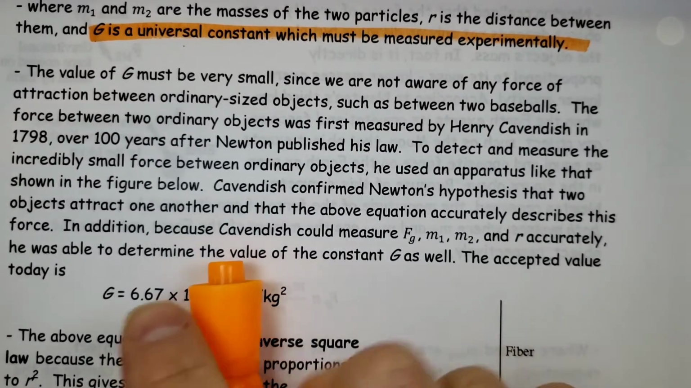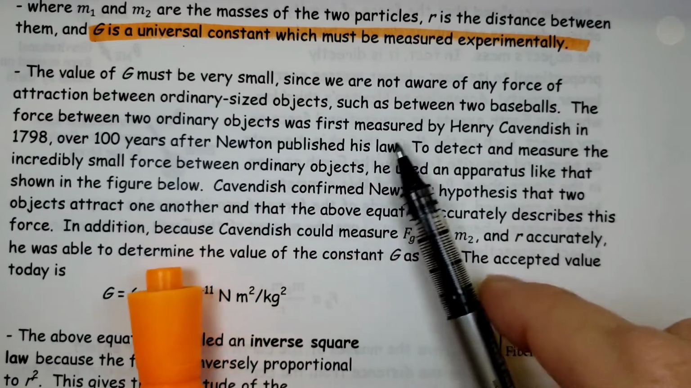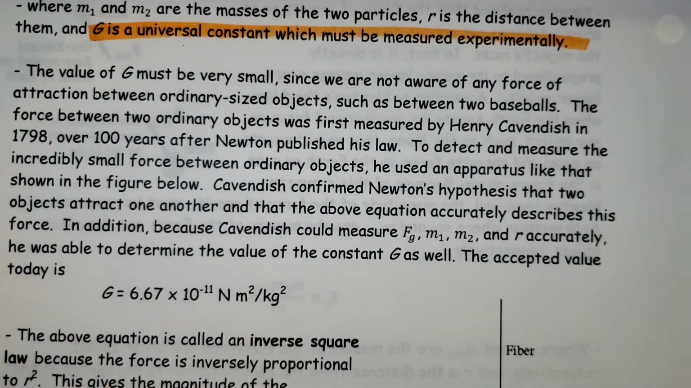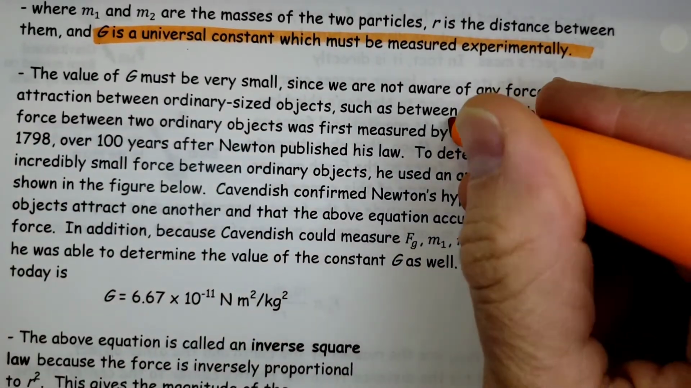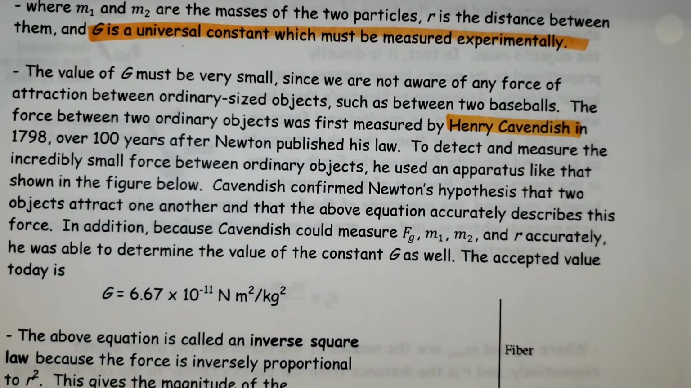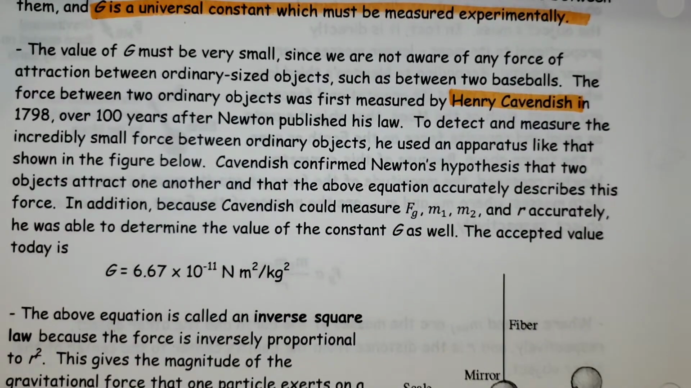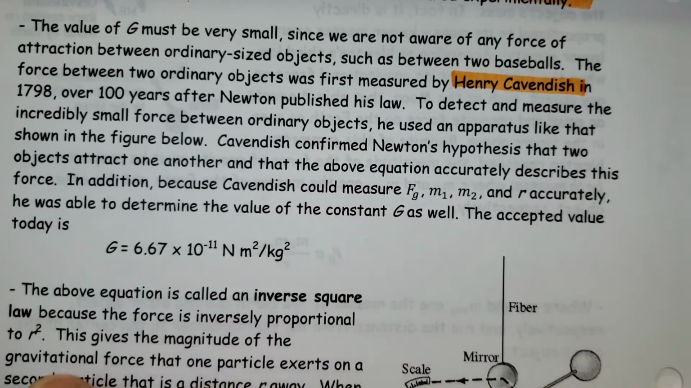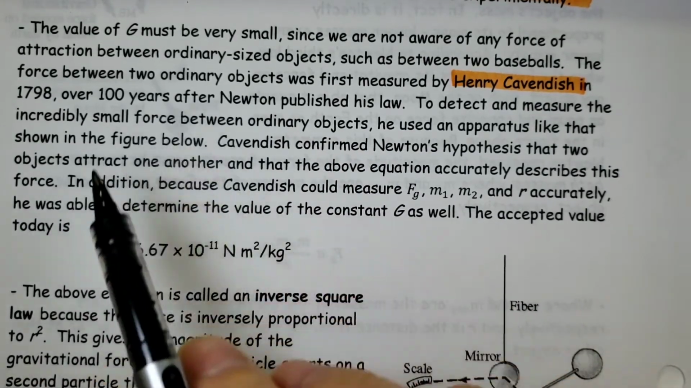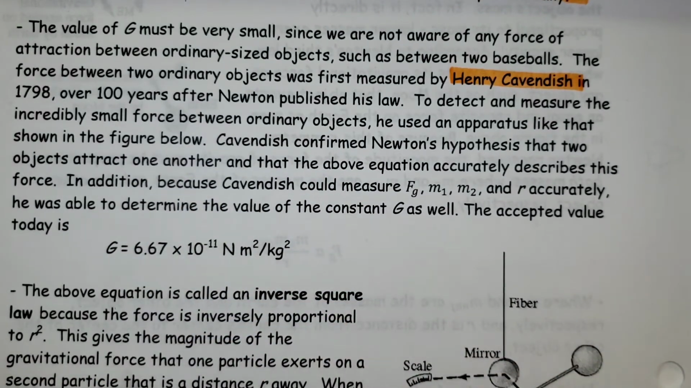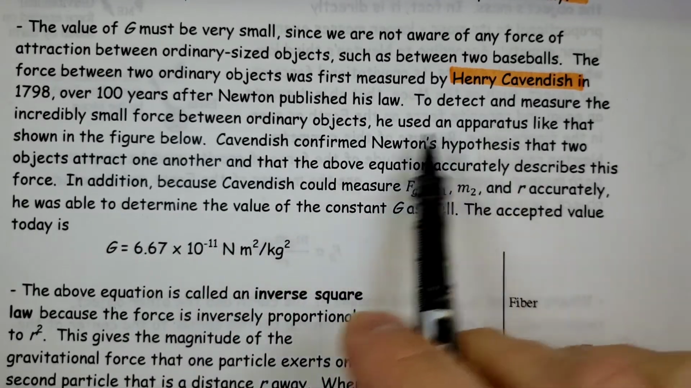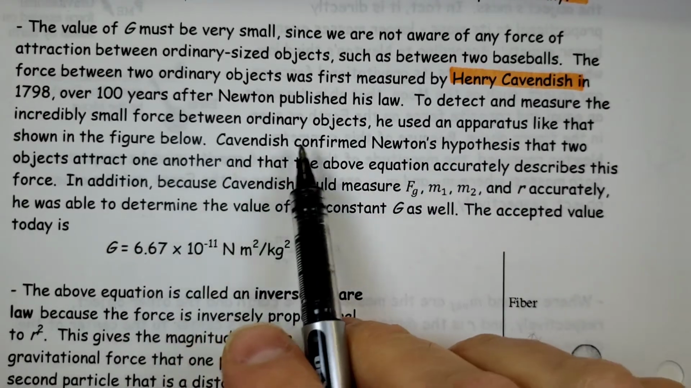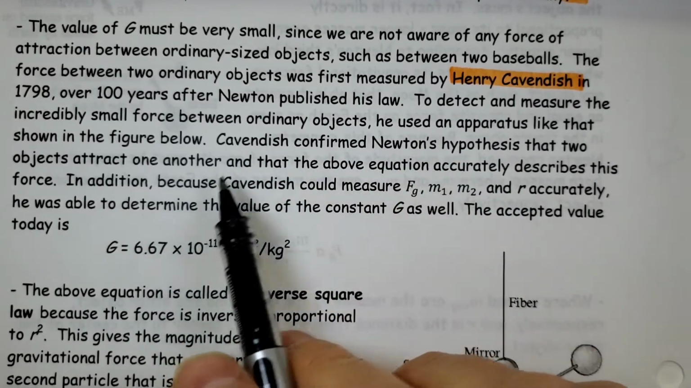The force between two ordinary objects was first measured by Henry Cavendish in 1798. After this video, I have a quick video outlining the experiment that he did. I'll also talk about it here. So Newton published the law, then 100 years later, Henry Cavendish came up with the value of G. To detect and measure the incredibly small force between ordinary objects, he used an apparatus like that shown in the figure below.